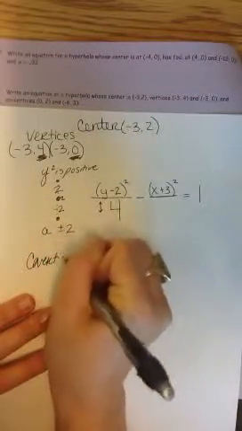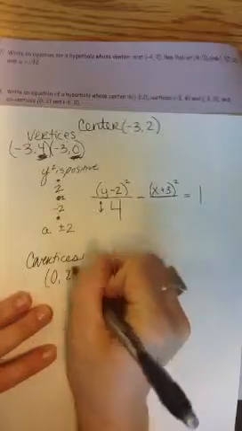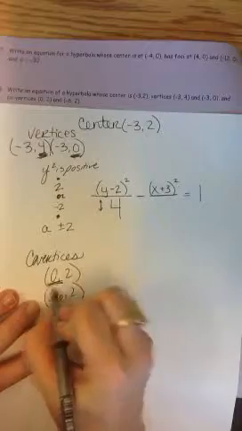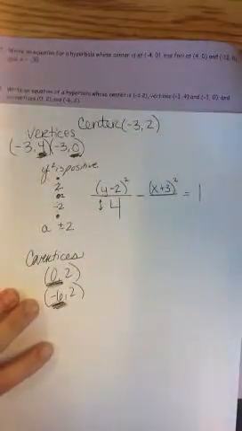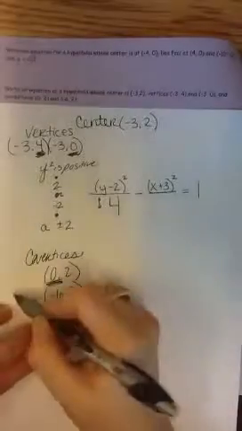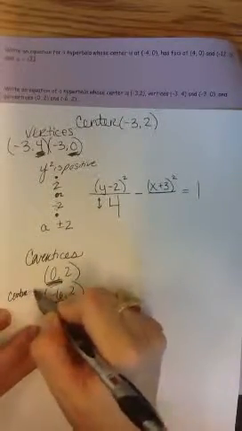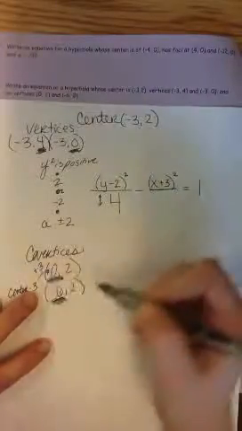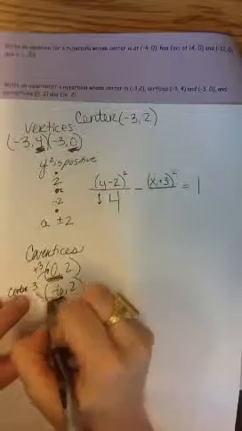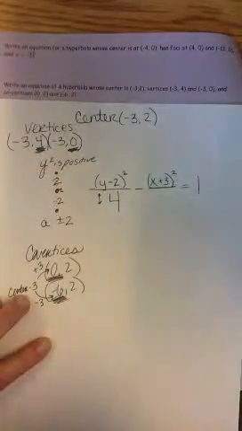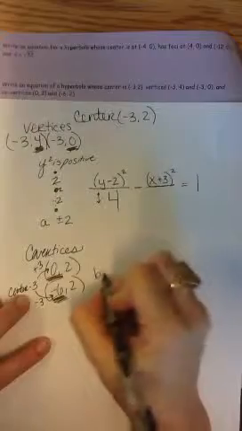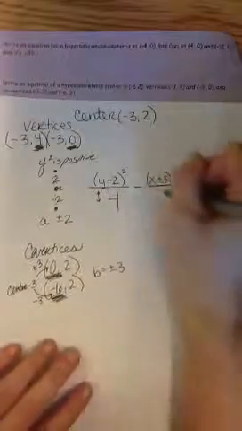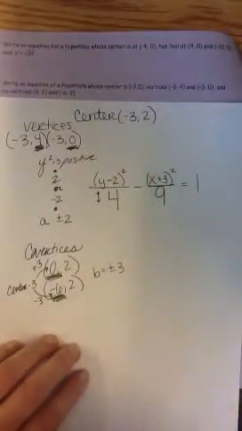Covertices. 0, 2 and -6, 2. Notice the y didn't change. This tells you x is less important because it's in the covertices. And then you look at your center. My center was at -3. So to go from -3 to 0, I added 3 spots. I've shifted 3. To go from -3 to -6, I shifted -3. So my B is plus or minus 3. The numbers change by 3 spots both times. So we put a 9 under the X because I've gone left and right 3.